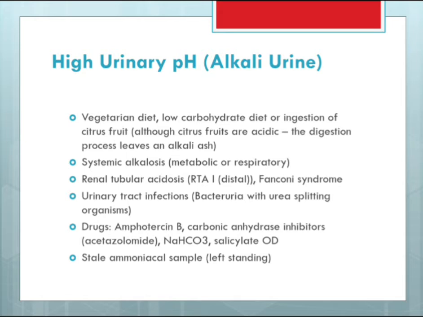High urinary pH, which is alkaline urine, may be due to vegetarian diet, low carbohydrate diet, or ingestion of citrus fruit. Although citrus fruits are acidic, the digestion process leaves an alkali ash. Other causes are systemic alkalosis, metabolic or respiratory, renal tubular acidosis, Fanconi syndrome, urinary tract infections, drugs such as amphotericin B, carbonic anhydrase inhibitors, sodium bicarbonate, salicylate, and an ammoniacal sample that is left standing.